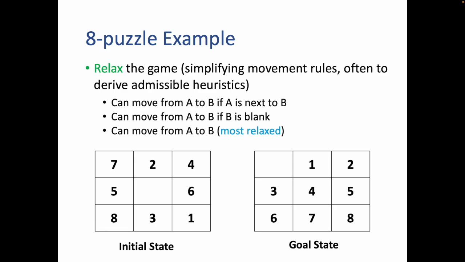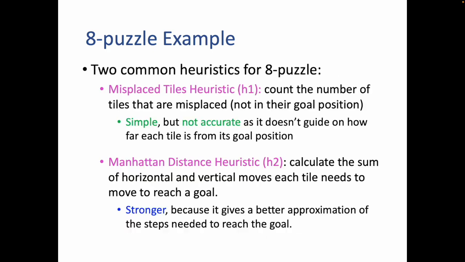Now, in the context of the 8-puzzle example, you could say we can move from A to B if A is next to B. That is one example of a rule. Or, for example, you say I will go from A to B only if B is blank. Or just the most relaxed one, you can move in any direction.